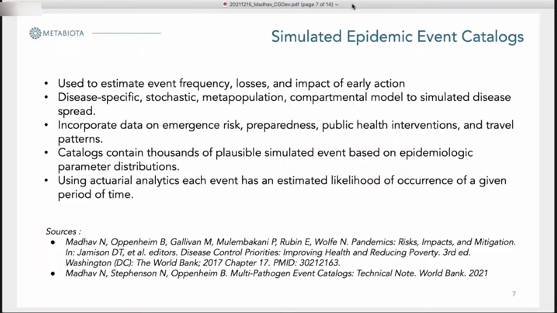We create models that are disease-specific, stochastic metapopulation compartment models that estimate global spread of these diseases via a simulation approach. And we incorporate a wide variety of data, including data on the emergence risk of where these events may first start, preparedness levels in different countries, the types of public health interventions that can be implemented, and also travel patterns that would dictate how spread occurs from person to person and place to place. These catalogs that we develop contain thousands of plausible simulated events, based on epidemiological parameters embedded into these models. We then use actuarial analytics to derive a likelihood of occurrence for each event that we simulate over a given period of time.